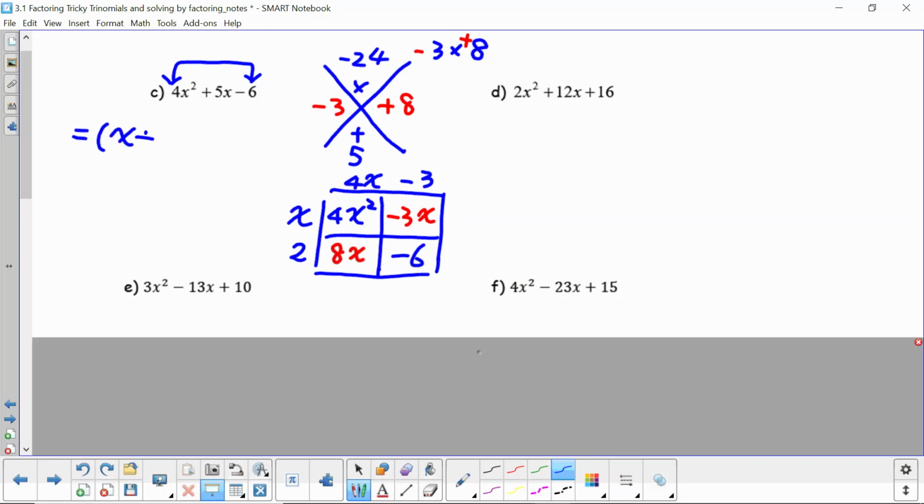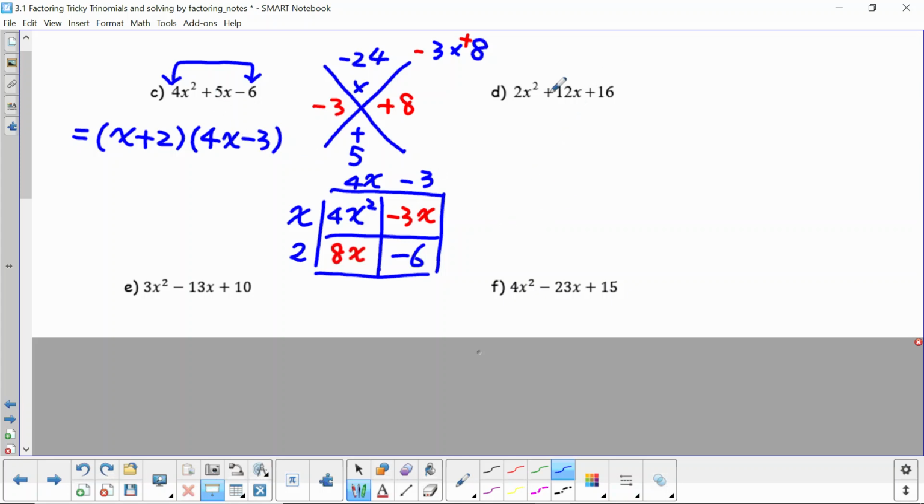x plus 2 times 4x minus 3. When this is done, you could check. x times 4x, first times first, gives you 4x squared. Last times last, 2 times negative 3 gives you negative 6. The middle, 2 times 4, 8x. Outside, x times negative 3, negative 3x. So 8x minus 3x gives you positive 5x, which is right.